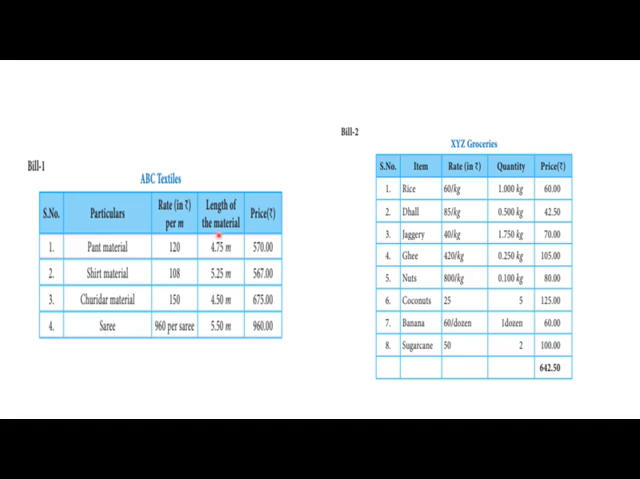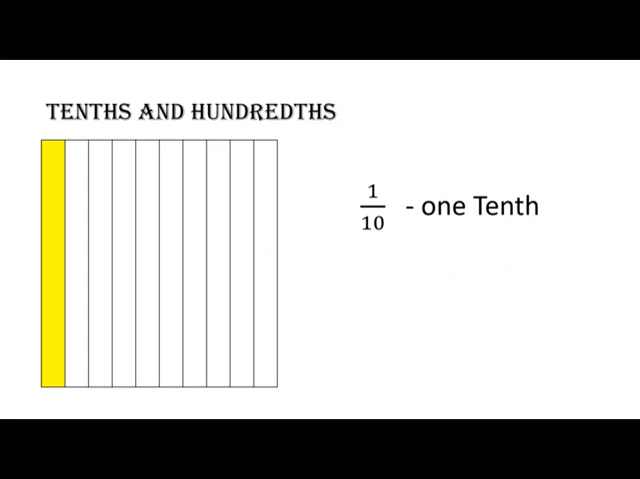Can you look at this? The length of the material is written in decimal form. Also the price is written in decimal form, and here quantity is written in decimal form and price also written in decimal form. So today we are going to learn about decimal form and its expansion and pictorial representation. Before that, we will learn about tenths, hundredths.